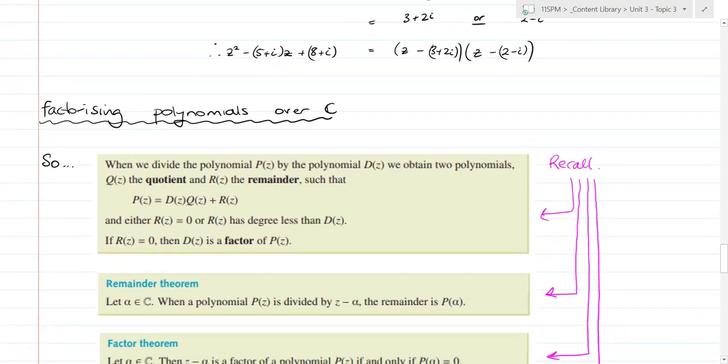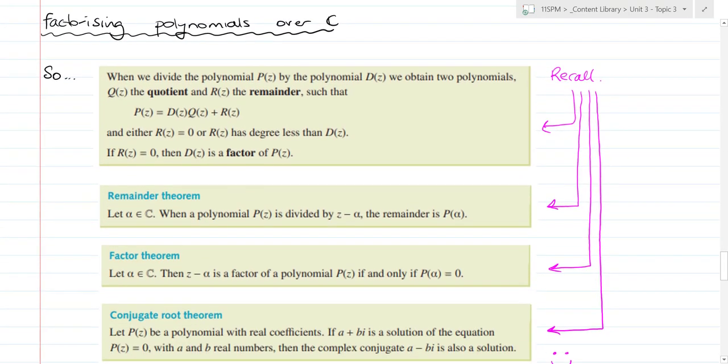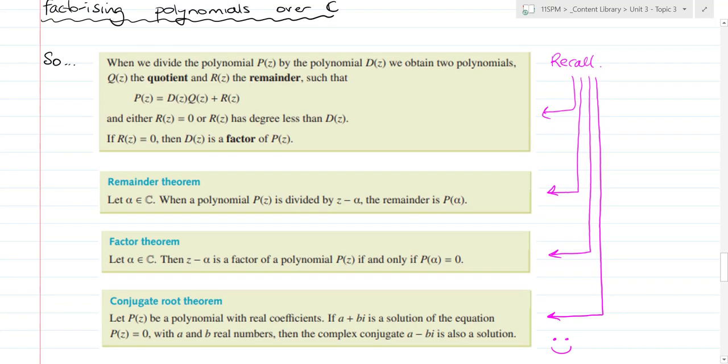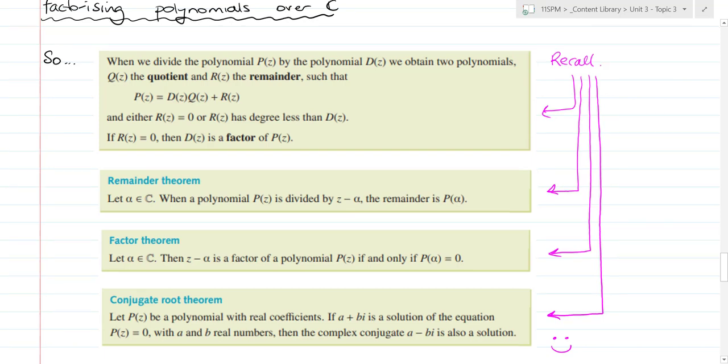So here's a summary from your textbook, and this is a summary of Maths Methods again. When we divide a polynomial p(z) by a polynomial d(z), we obtain two polynomials, a quotient and a remainder. If the remainder equals 0, then d(z) is a factor, etc. The remainder theorem, factor theorem, and conjugate root theorem are all in your textbooks, so you can make a summary of that as well if you want to.